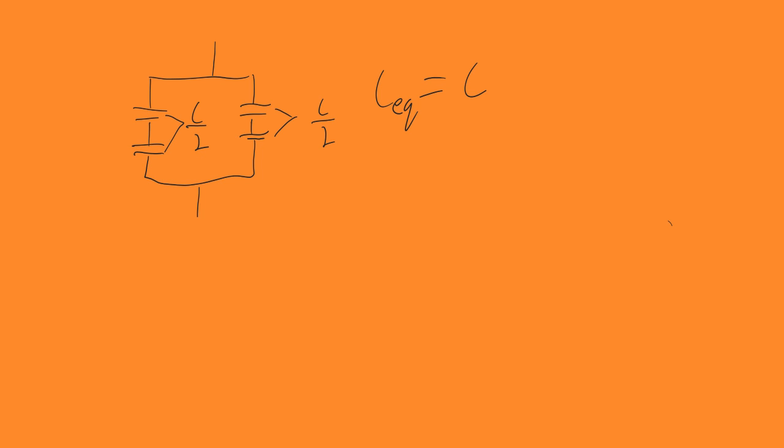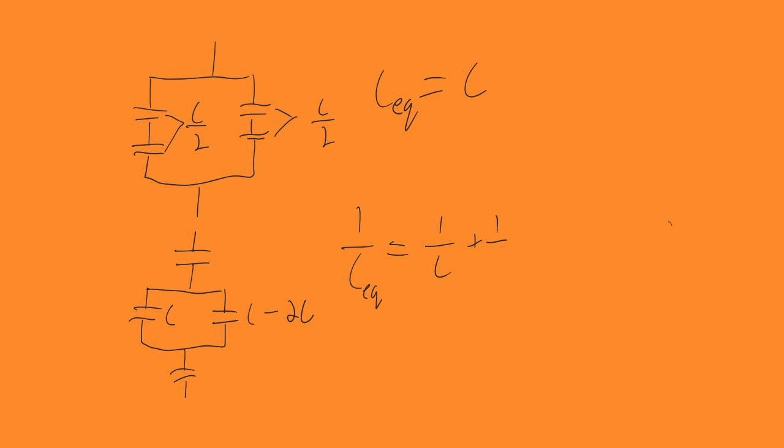And then the last one. What about 1 here, then 2 in parallel, and then a final one in series? Well, first we should do the ones in parallel so that we can add them all up in the series. So if this is C and this is C, it's going to give us 2C. And then the equivalent capacitance is going to be 1 over equivalent capacitance for those in series. So it's 1 over C plus 1 over C plus 1 over 2C.